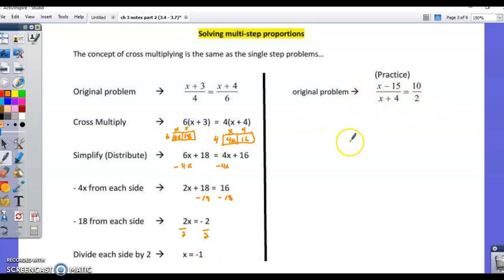So this practice problem is the same setup as this one. Try that step by step. We start by doing 2 times x minus 15, and set that equal to 10 times x plus 4, that quantity. Okay, we're going to use our box method to distribute. So when we take the 2 times the x and 2 times negative 15, we get 2x minus 30 equals 10x plus 40.